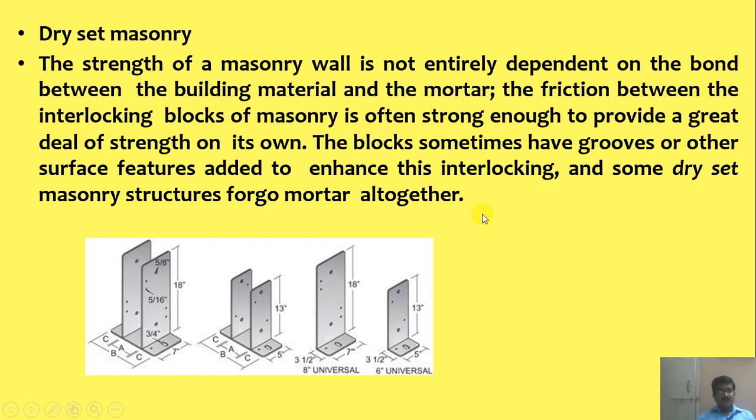Now dry set masonry, you know, the strength of the masonry wall is not entirely dependent on the bond between the building material and the mortar. The friction between the interlocking blocks of masonry is often strong enough to provide a great deal of strength on its own. The blocks sometimes have grooves or other surface features added to enhance the interlocking, and some dry set masonry structures forgo mortar altogether. So you can say such appliances can be used, right.